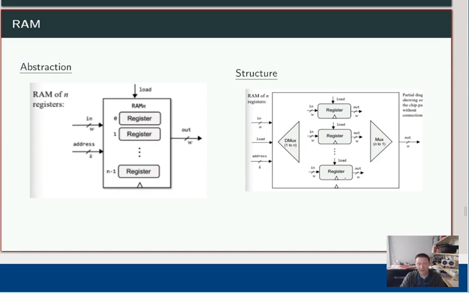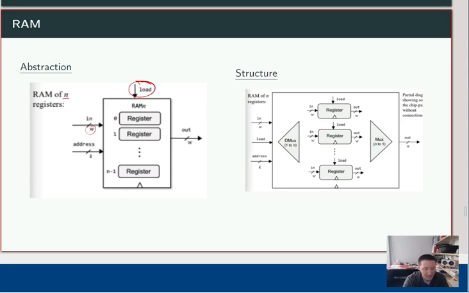So on the left here is the abstraction that we are dealing with. We have a RAM chip of n different registers. We have a single load bit, an input word of some w bits, and an address of k bits. w and k are different values, so keep that in mind. So we have the input with width w, and it consists of n registers. RAM n could be 64, whatever. We have addresses 0, 1, up to n minus 1 for a RAM n chip.